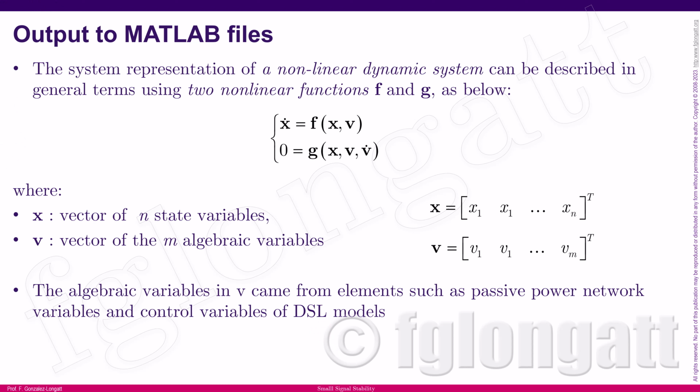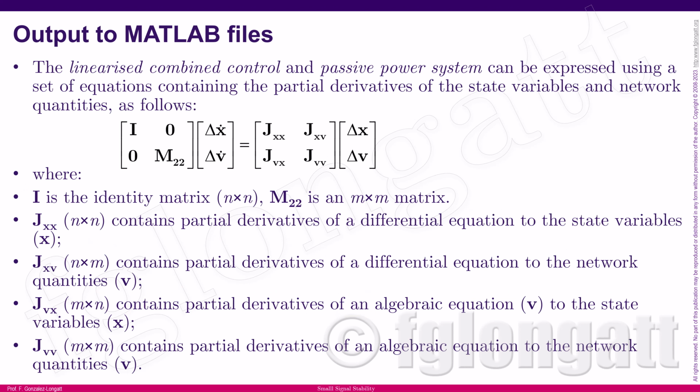So what is important is that inside DIgSILENT PowerFactory, they linearize the model using a numerical approach. This numerical approach is basically combining the control and passive power system, and they are represented by this equation. Let me put it over here, this is equation number 1. Inside this equation number 1, you will identify that on the right-hand side, we have the incremental quantities for the state variable and for the algebraic variable. And on the left-hand side, we have the incremental quantities for the derivative of the state variable and the algebraic variables.